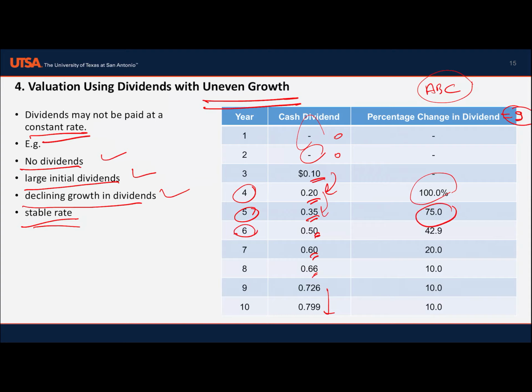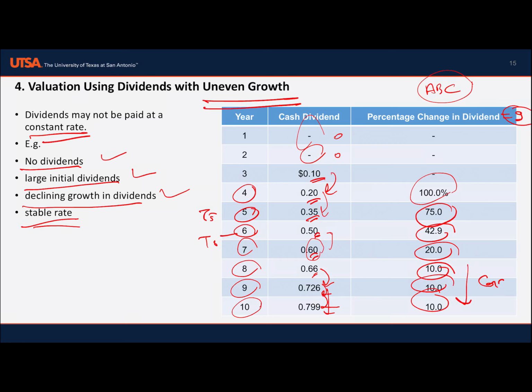And when you look at time 6, the dividend paid in year 5 is 35 cents, and the dividend paid in year 6 is 50 cents. What is the growth rate? The growth rate is 42.9%. In year 7, the dividend paid is 60 cents, and for the prior year, it paid only 50 cents. The growth rate of dividends is just 20%. And for the 8th, 9th, and 10th year, you will see the growth rate is 10%.